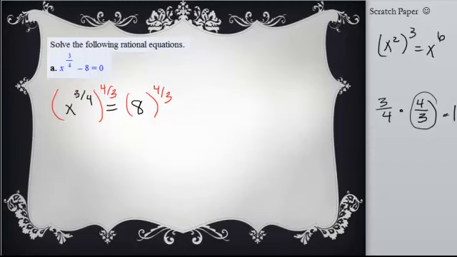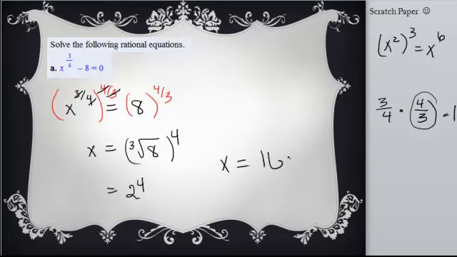That means the 3's go away and the 4's go away. So x is equal to, well, 8 to the 4/3 power means the cube root of 8 all to the 4th power. The cube root of 8 is 2, and 2 to the 4th power is 16. Make sure you check it.